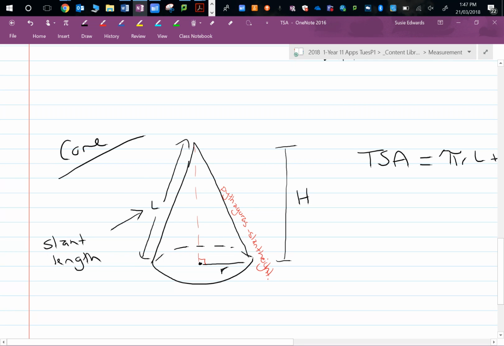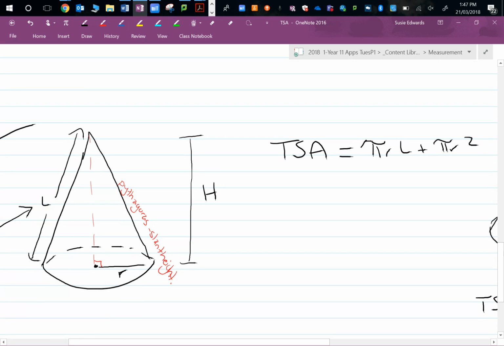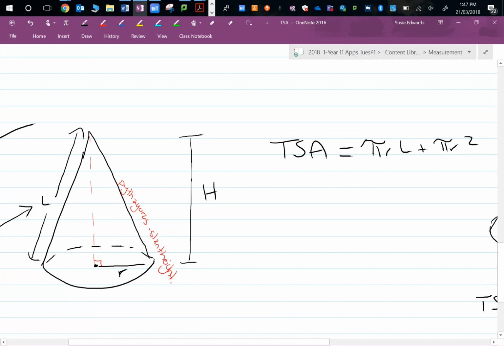So there's a couple of different formulas for this. You've got pi r times your slant length plus pi r squared is the official formula. So pi times the radius times the slant length plus the circle at the bottom. The pi r times the slant length is the cone part, and this part here is the circular base part. If you got asked to not include the base, you'd just take that pi r squared off.